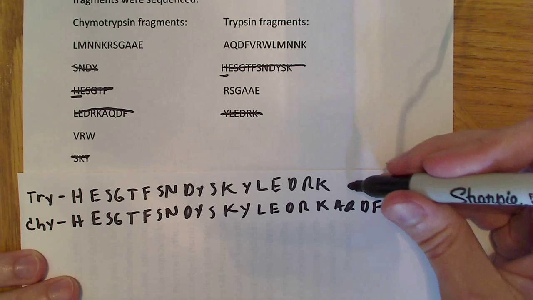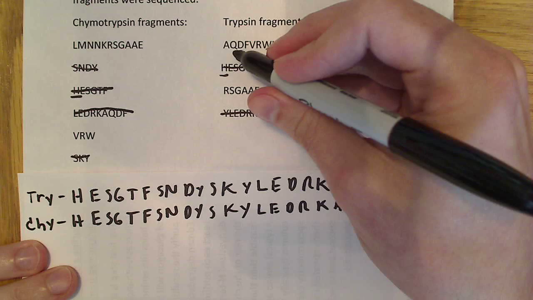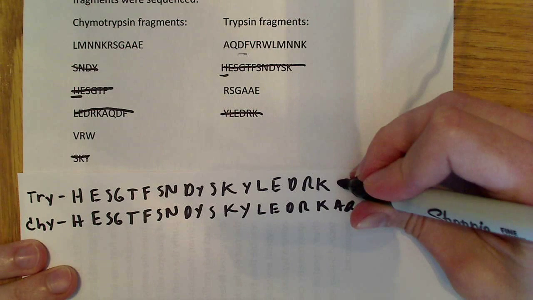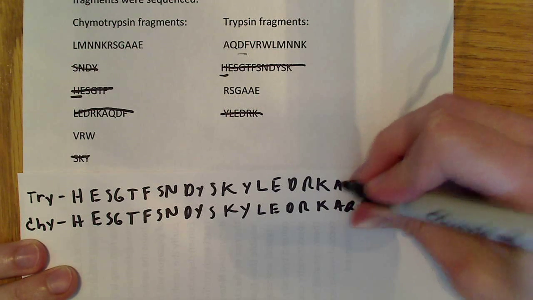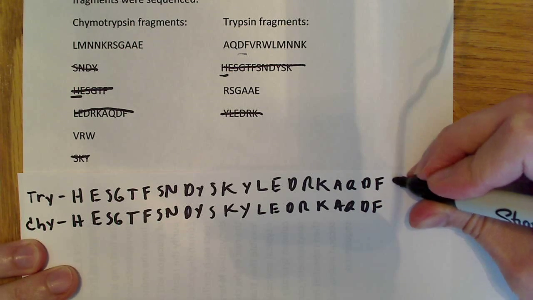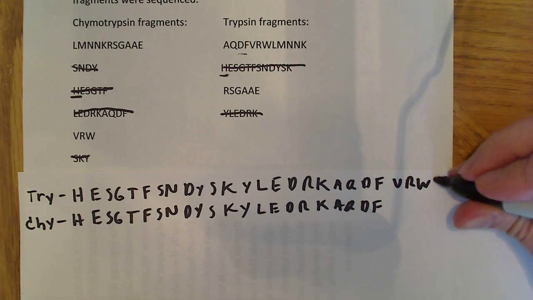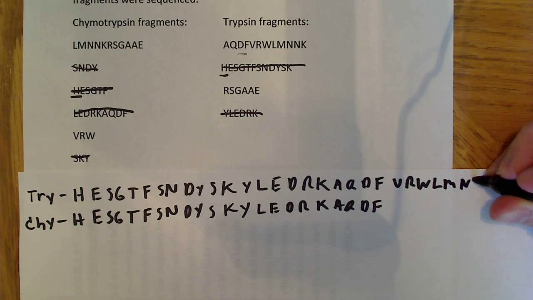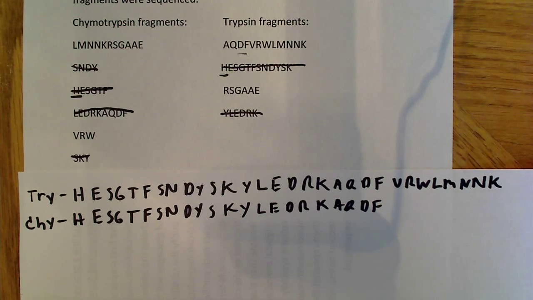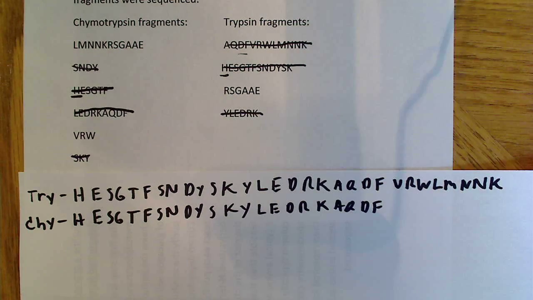Now I'll go back up to trypsin again and look over here. Well, what do I have? This AQ, D, and F, and that matches this one. So this is the overlapping fragment here, and that's AQ, D, F, V, R, W, L, M, N, K. One of the things you'll notice right off the bat is that it takes a lot of space to write this fragment out, to do this overlapping sequence.